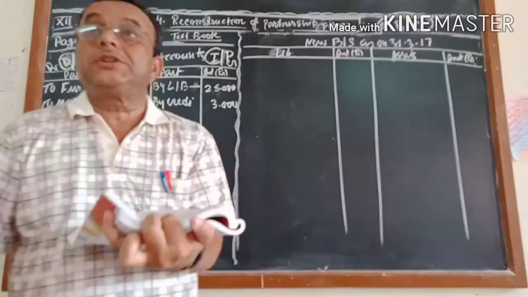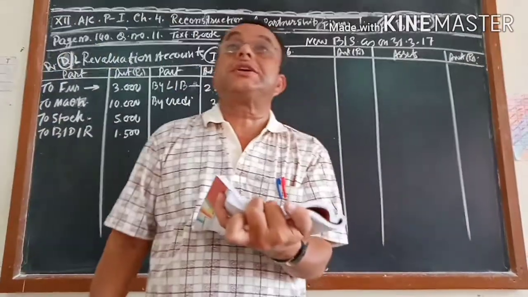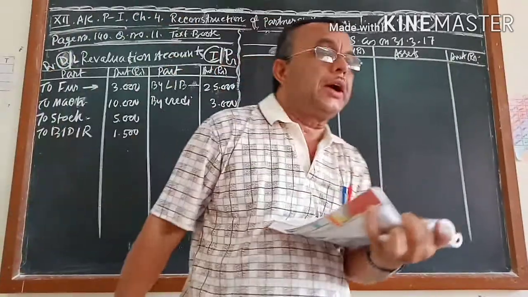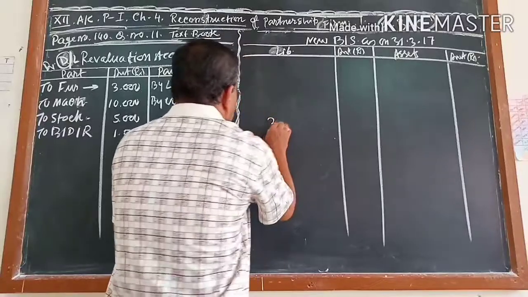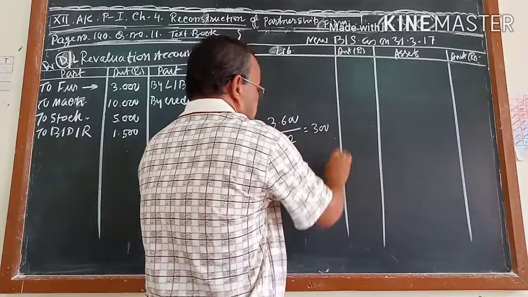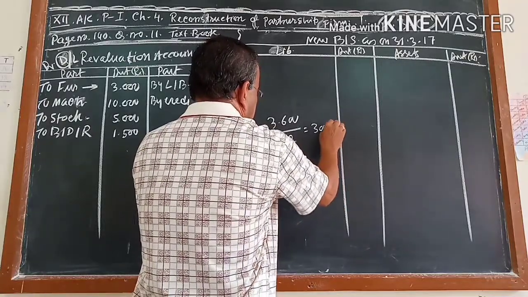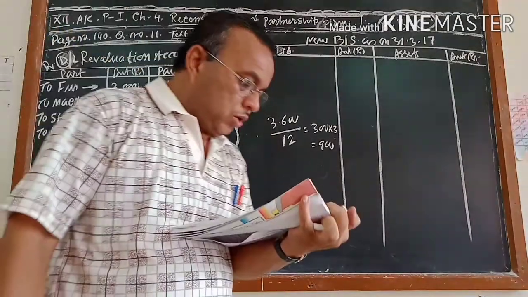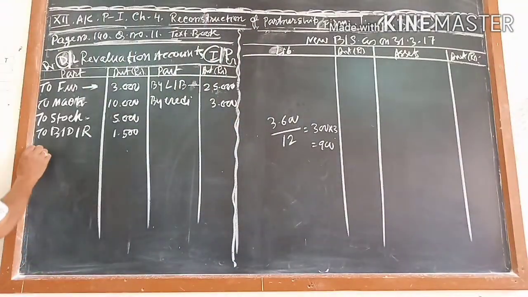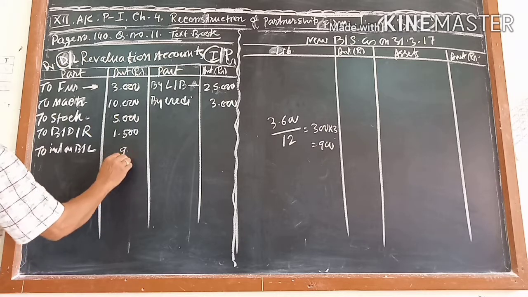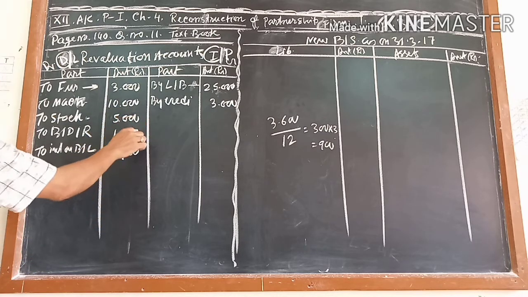30,000 at 12%, if you calculate, you will get 3,600 for the whole year. If you divide 3,600 by 12, per month it is 300, and multiply by 3 because it is 3 months, so it is coming 900. 900 interest on bank loan is outstanding. So this is called interest on bank loan which you have to pay. So this is your liabilities. 1, 2, 3, 4, 5, 6, 7.